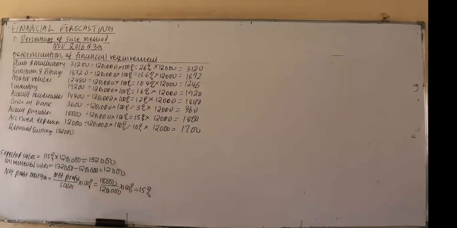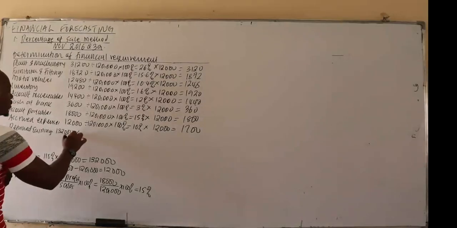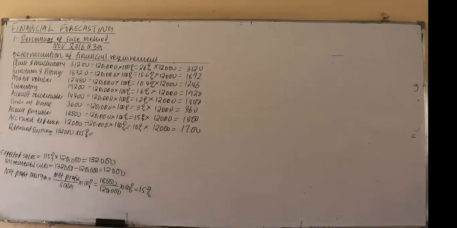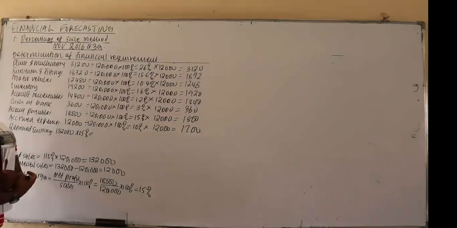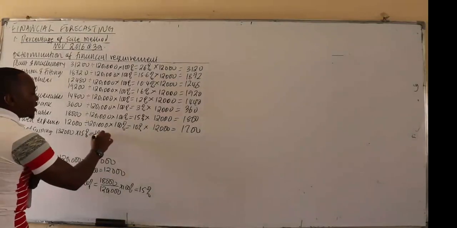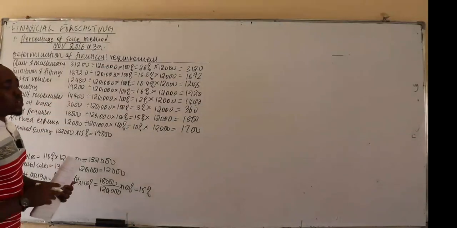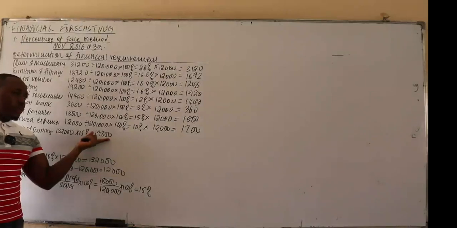Are you following what I'm teaching? So the net profit margin is? How much is the expected profit after tax for the coming year? 19,800. But we don't want the profit after tax. We need the retained earnings, so we need to determine the retention ratio. This is the expected profit, but we want the retained earnings.